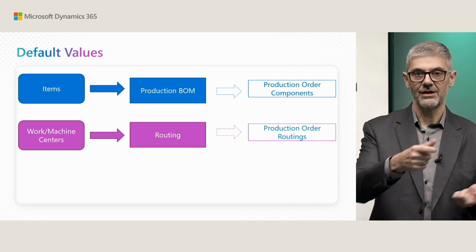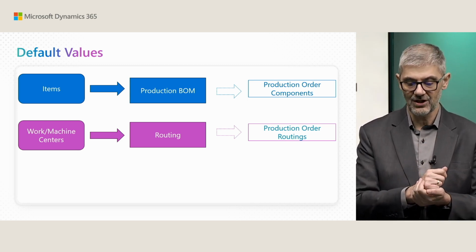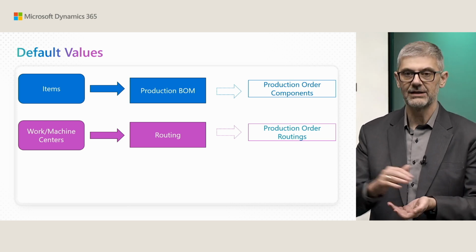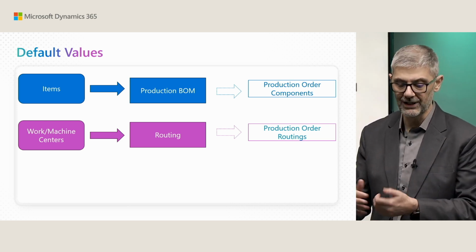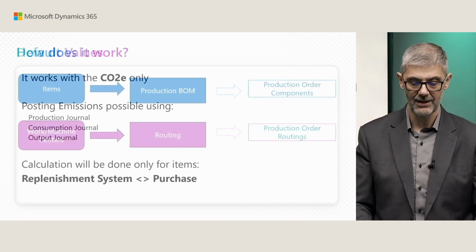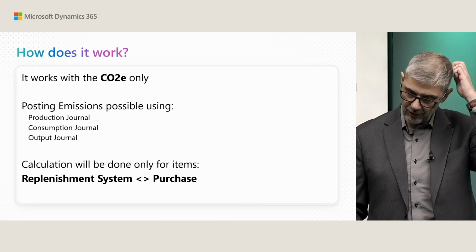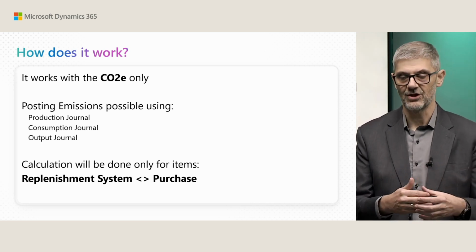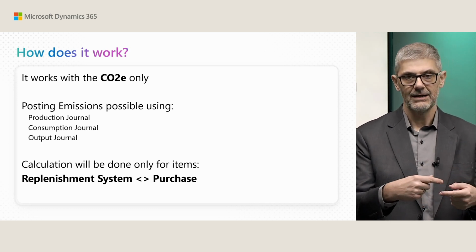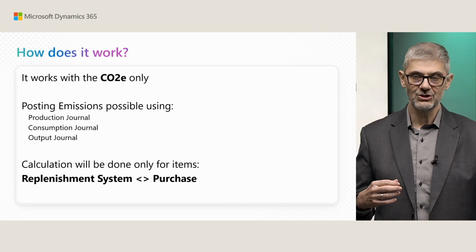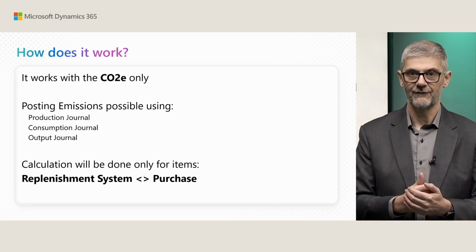The same applies for work and machine centers with routing. When we create a routing, the system will collect emissions from the work or machine center, and when we create a production order, the system will collect all this information from the routing to the production order routings. This is how the system works with default values. Now, what is important to know is that it works only with carbon equivalent. Whatever you enter in your purchase document, the system will automatically calculate in the background to carbon equivalent based on your emissions and emission fee configuration.